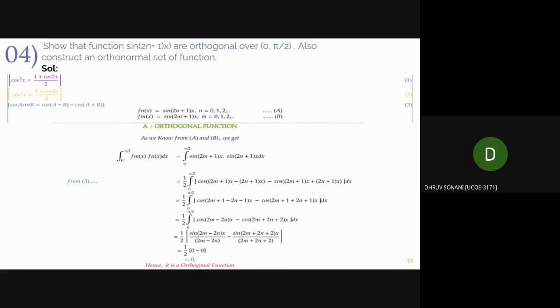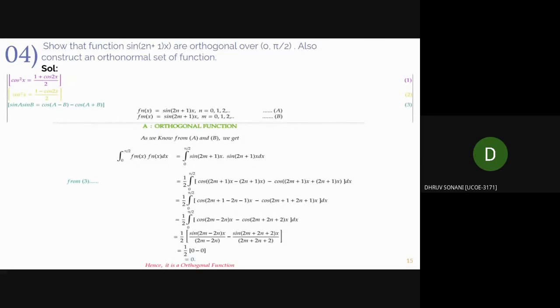Define the function f_m(x) = sin((2m+1)x), where m equals 0, 1, 2, 3, and so on. Now we will split this into two parts: A, orthogonal, and B, orthonormal. In orthogonal, the function is given as the integral from 0 to pi by 2 of f_m(x) times f_n(x) dx. Putting the values of f_m(x) and f_n(x), we get the integral from 0 to pi by 2 of sin((2m+1)x) times sin((2n+1)x) dx.